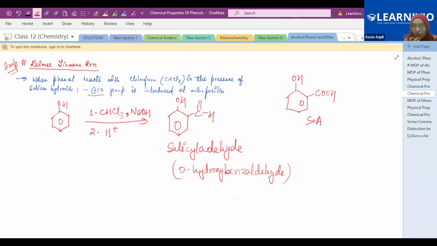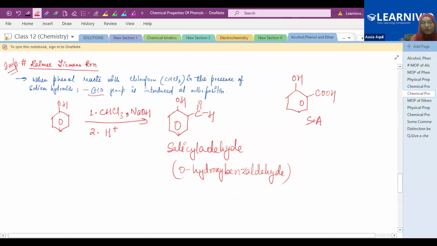Okay. So we have started the Reimer-Tiemann reaction. It is basically the conversion of phenol to salicylaldehyde. On the ortho position you have to introduce the aldehyde group, CHO group, and this reaction occurs in a basic medium in the presence of chloroform. What is the reagent over here? CHCl3, chloroform, and sodium hydroxide. In the presence of chloroform and sodium hydroxide, this phenol will convert into salicylaldehyde. The other name of salicylaldehyde is ortho-hydroxybenzaldehyde.